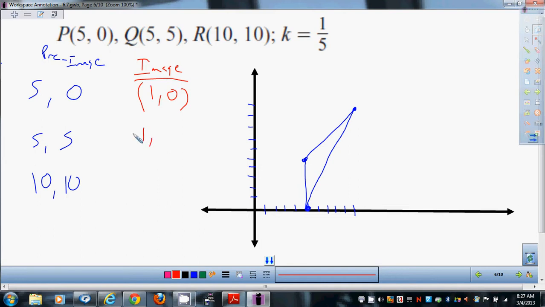What's 10 times 1/5? No. What's that? Very good. 2. And then 10 times 1/5 will be 2 again. You just multiply this by every single coordinate. And it will be a reduction, like we said.